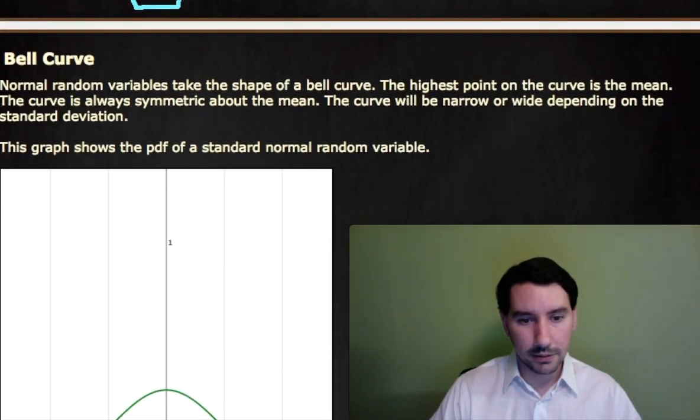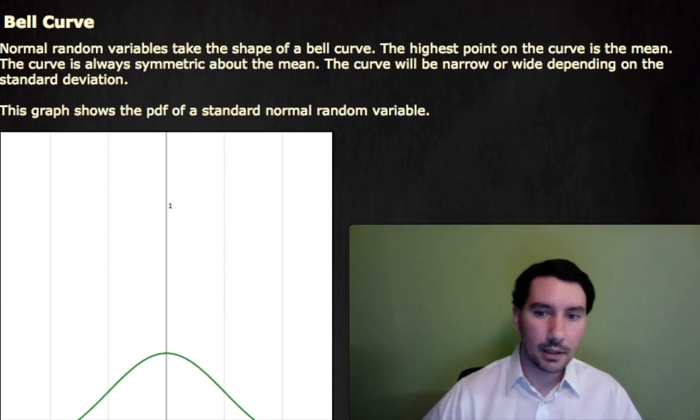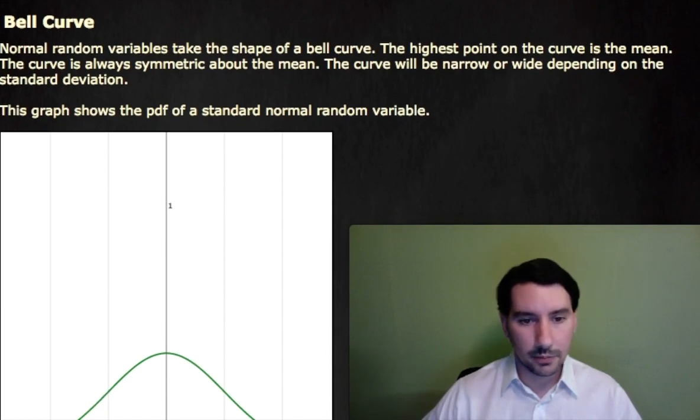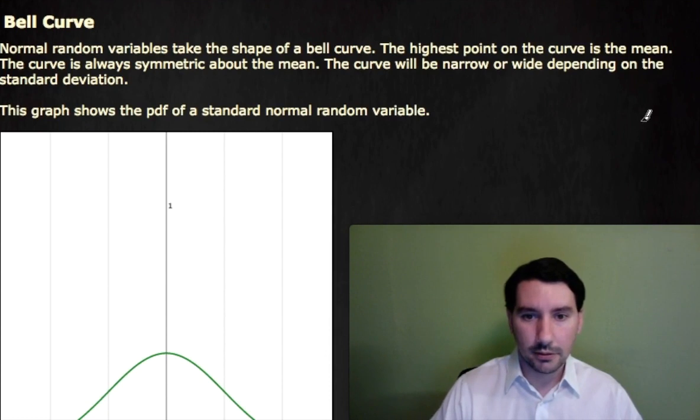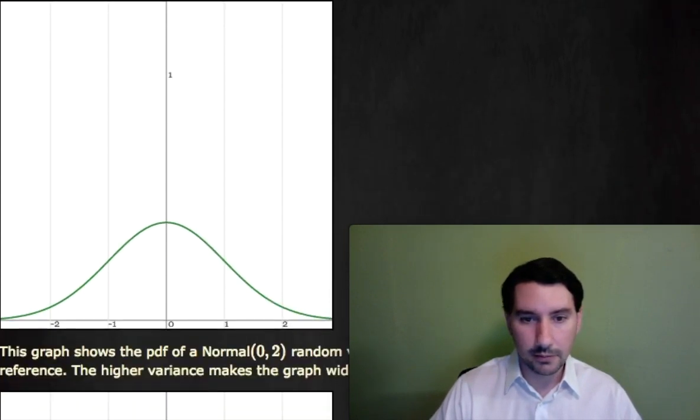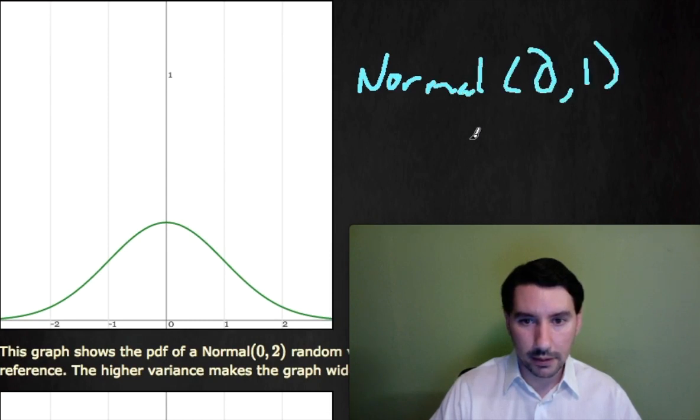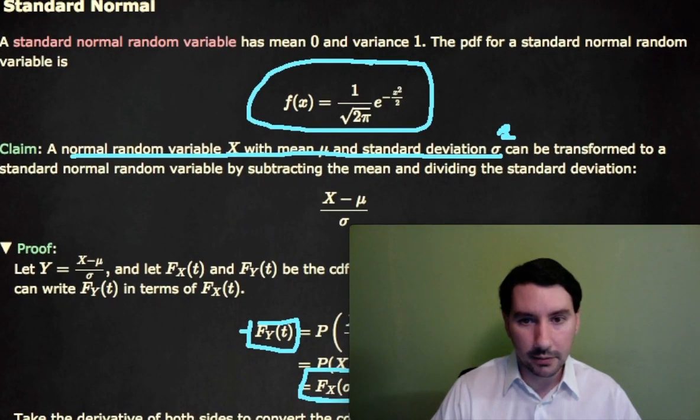So here we're briefly going to look at the bell curve, or what the shape of this PDF looks like. For a normal 0, 1, this is a standard normal. This is what f(x) looks like, which was 1 over the square root of 2 pi, e to the minus x squared over 2.